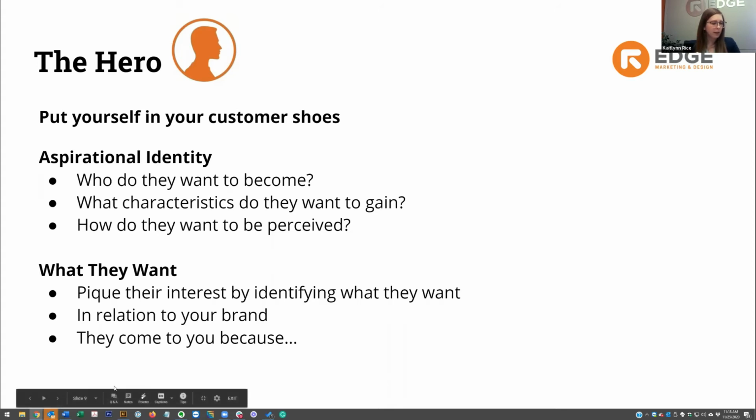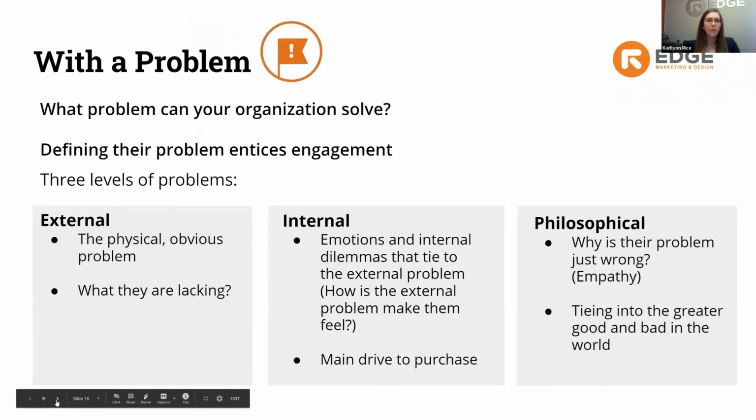So after we identify the internal workings of your character, we move on to their problems. With the problems, like I said, we want to identify 3 different levels of problems that your customer is experiencing. First, we want to identify the external. This is the physical, obvious problem. What are they lacking? This could be that they don't have a car or they don't have a piece of machinery to get the job done.